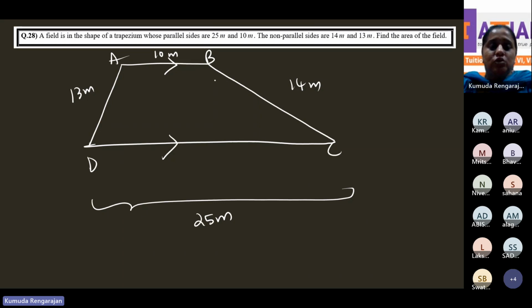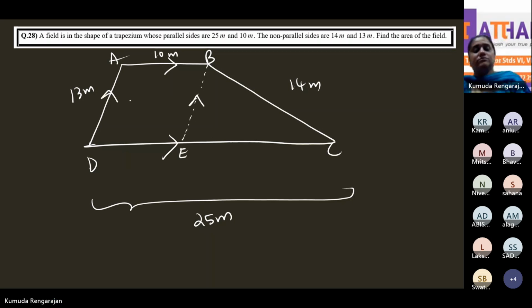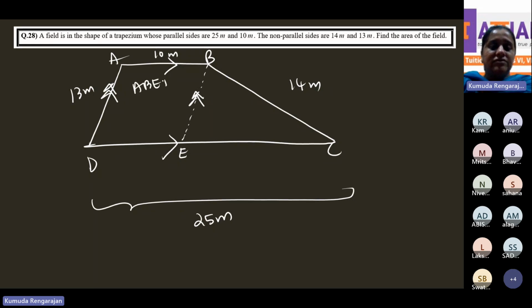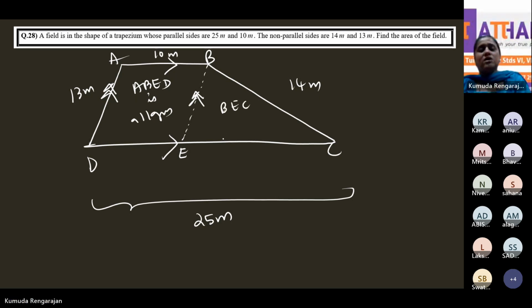Step one, through B, draw BE parallel to AD. Therefore, ABED is a parallelogram because both pairs of opposite sides are parallel. So now we have divided the trapezium into a parallelogram ABED and a triangle BEC. So we can find the area of this parallelogram and triangle, and add both to find the area of the trapezium.